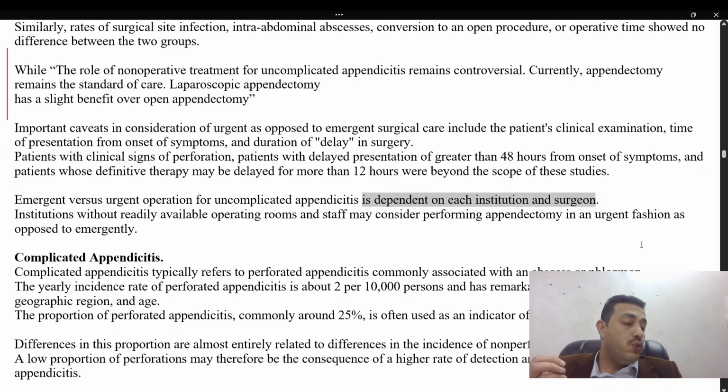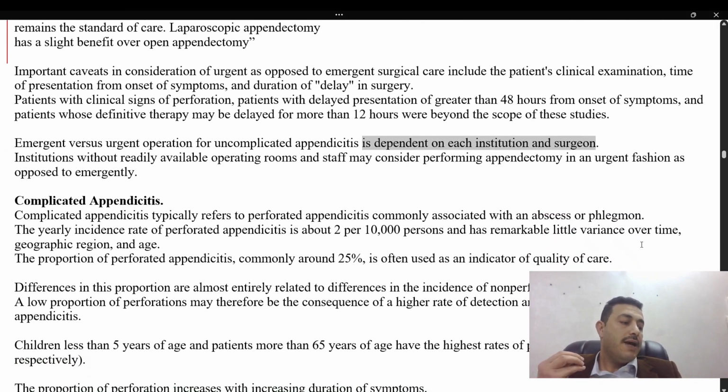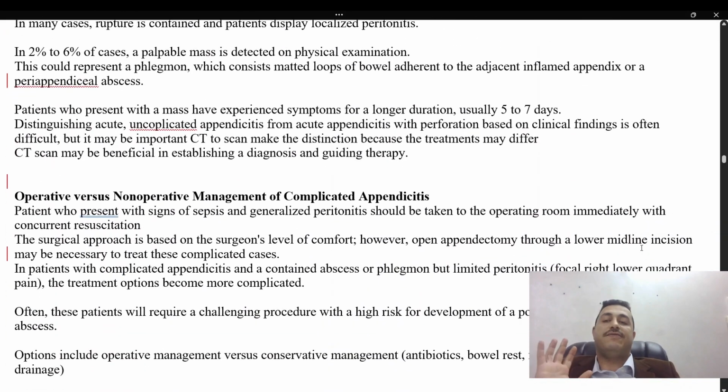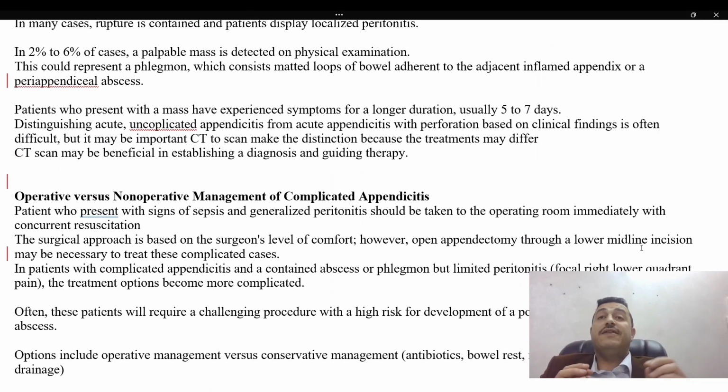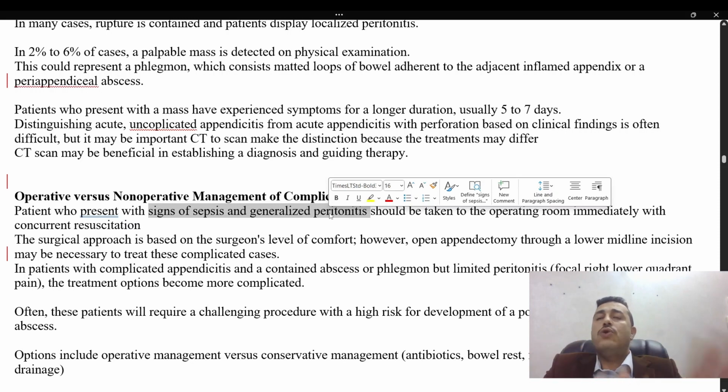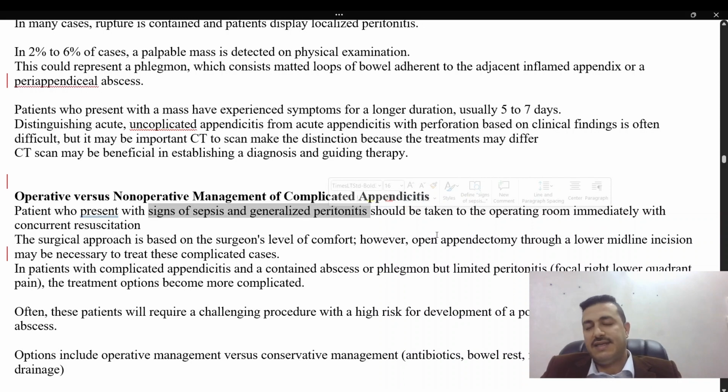Second question, should we proceed to conservative or operative treatment? We said we are already dealing with uncomplicated. If it is complicated, we have two scenarios. The complication is contained or not contained. Not contained means we have signs of sepsis, we have peritonitis, generalized peritonitis. No question, we have a patient with a rigid abdomen. This is an emergency. We should immediately go to surgery after resuscitation.